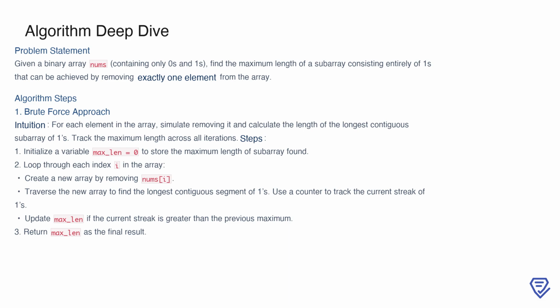To implement this, we start by initializing a variable max_len to keep track of the maximum length found so far. For each index in the array, we create a new array by removing the current element and traverse the modified array to count the longest streak of ones. If the current streak is larger than the previous maximum, we update max_len. Once all elements have been considered, we return the maximum length found as our result. While this approach works, it is computationally expensive and can be optimized further, as we will see next.